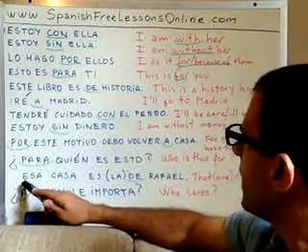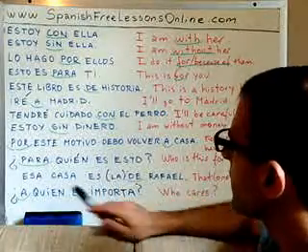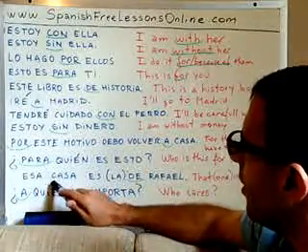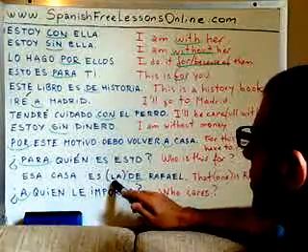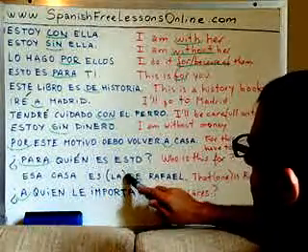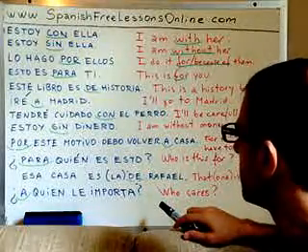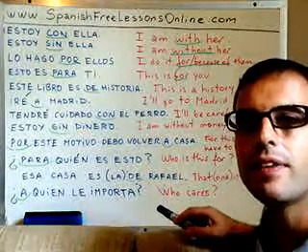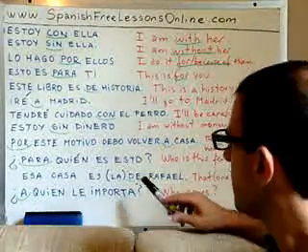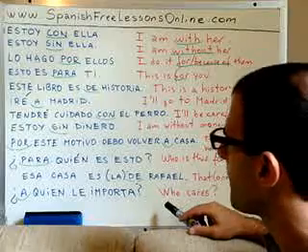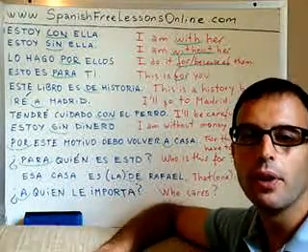So, esa casa es la de Rafael. That house is the one of Rafael. Right? So, Rafael's would be of Rafael in Spanish. De Rafael. Casa is both house and home.